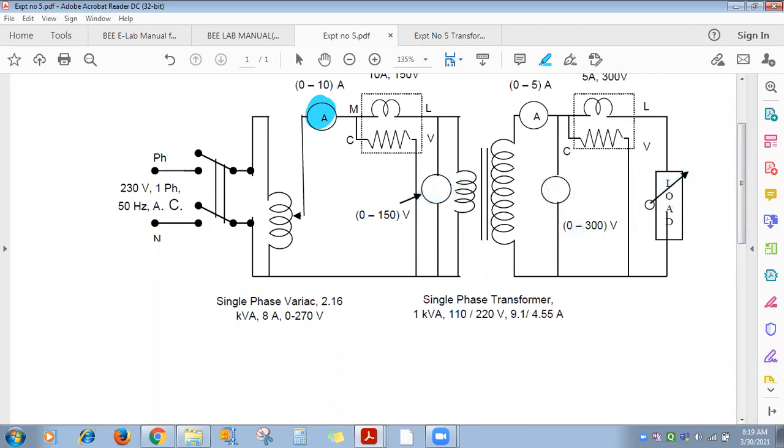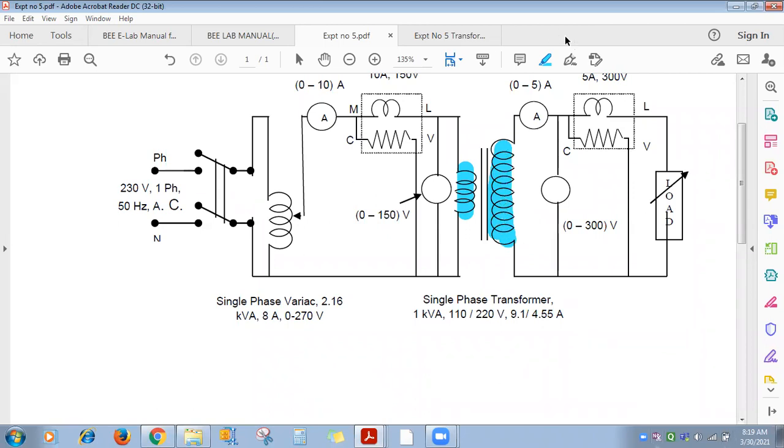So load here, arrow symbol is there, means load is not constant. We are changing the load continuously. First one reading at no load, and then 2, 4, 6, 8 and 10 lamps in parallel. All are tungsten filament incandescent lamps. Okay. Now transformer input is single phase AC power. Output is also single phase AC power.